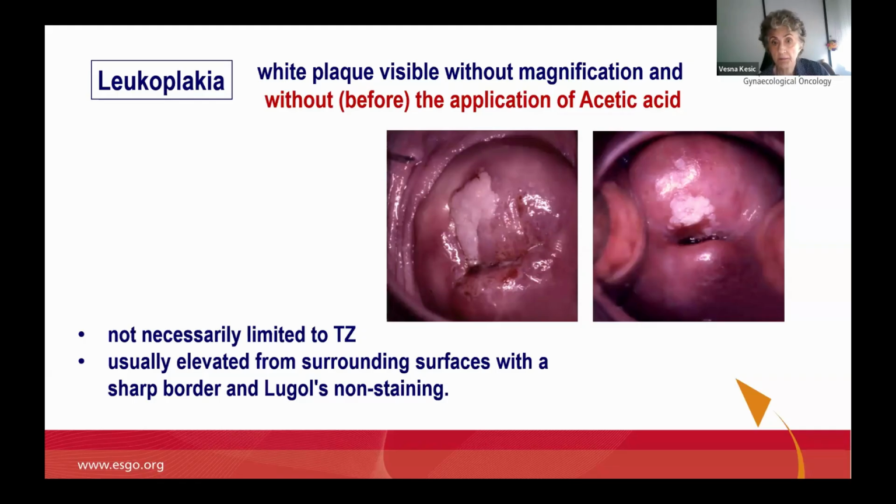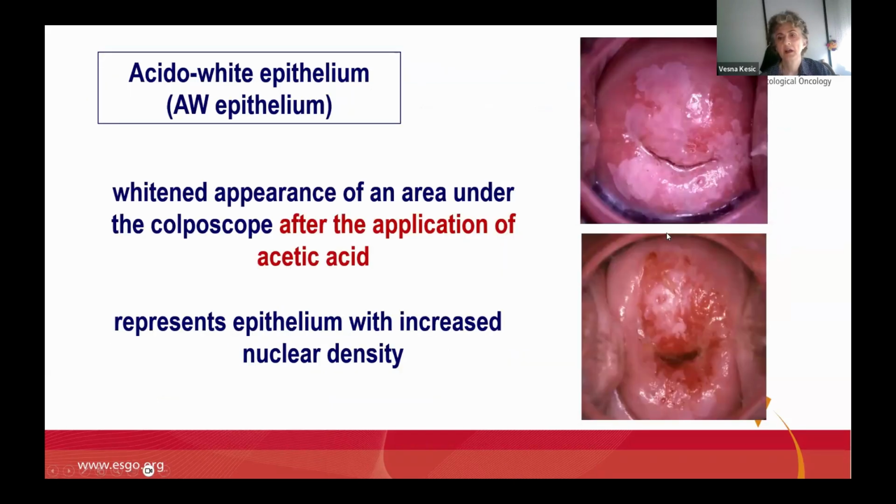It is usually elevated a little bit from surrounding surfaces with sharp borders and Lugol staining, as you can see on these 2 pictures, 2 very nicely visible, well-defined leukoplakias. The other is acido-white epithelium.